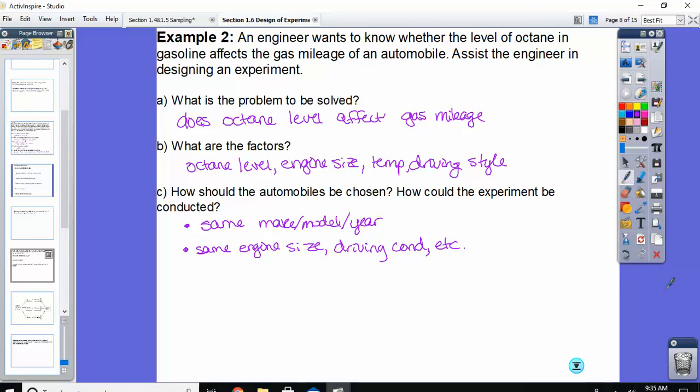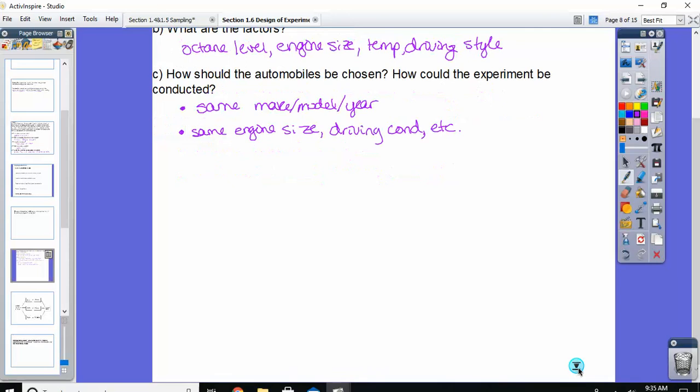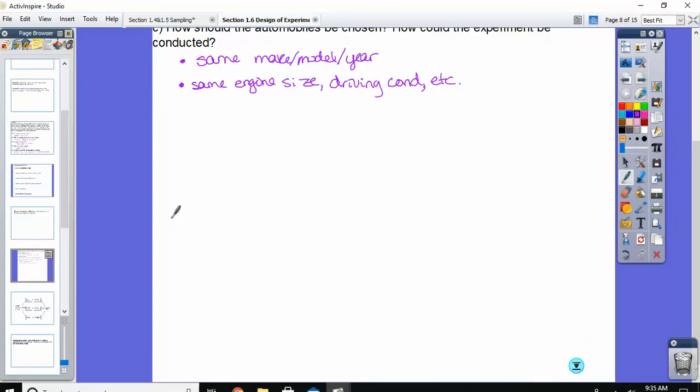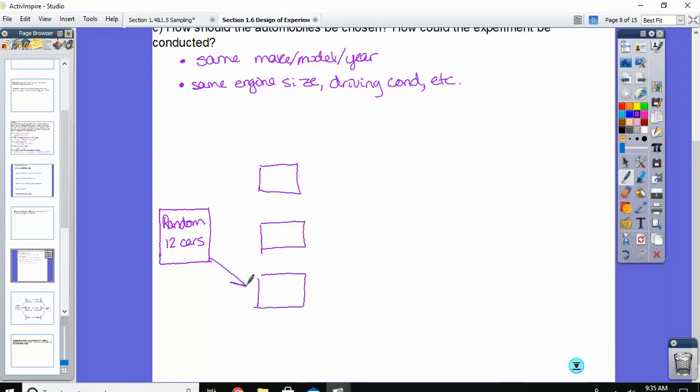And so then how could we conduct an experiment? One of your homework problems is going to ask you to draw a picture to design an experiment they described to you. So I'm just going to draw a picture here. We can take a random, let's say 12 cars that meet these requirements. And then let's say I have 3 different levels of octane. So I need to take my 12 cars and divide them into 3 groups to test the 3 different levels.